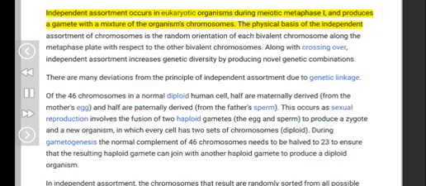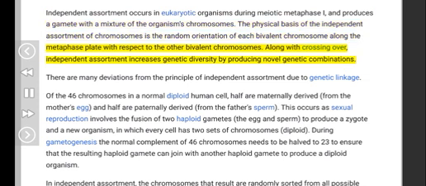Independent assortment occurs in eukaryotic organisms during meiotic metaphase and produces a gamete with a mixture of the organism's chromosomes. The physical basis of the independent assortment of chromosomes is the random orientation of each bivalent chromosome along the metaphase plate with respect to the other bivalent chromosomes. Along with crossing over, independent assortment increases genetic diversity by producing novel genetic combinations. There are many deviations from the principle of independent assortment due to genetic linkage.